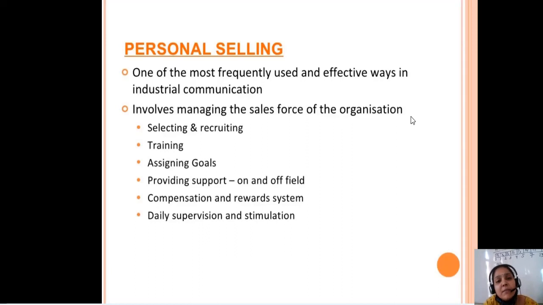You will hire some MBA people, right? And these MBA people will help you sell your flats and all. So that is nothing but industrial marketing communication. I'm selecting them, I'm training them, I'm assigning them the goal. I'm telling them what the goal is: your goal is to sell as many flats as you can.